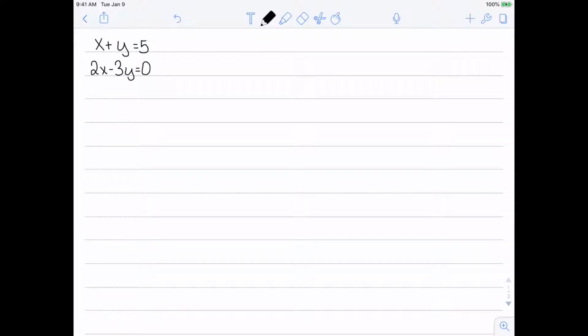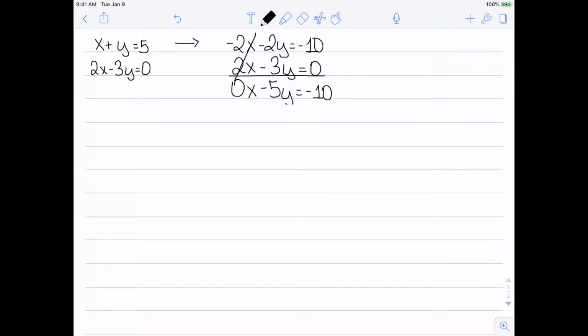So the first thing we're going to do is multiply the top equation by -2 and add it to the second equation. So like I said, we multiply the top equation by -2 and then we add. We can see the x's cancel. On the left, we're left with a -5y, and on the right, a -10. And for now, I'm going to go ahead and keep this written as 0x minus 5y equal to -10.